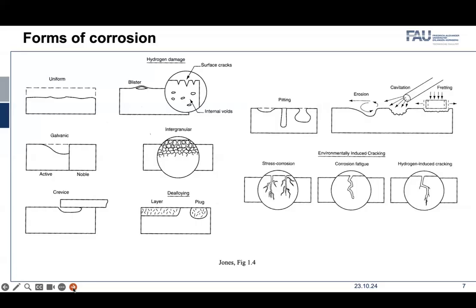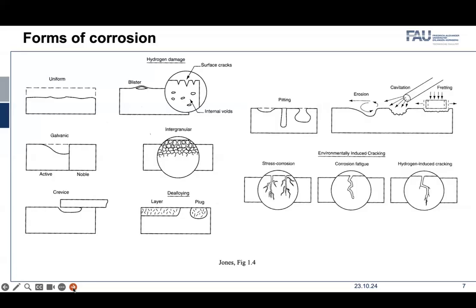We said erosion or damage due to friction are not generally considered corrosion, but some people do consider them when they occur together with an environment. Like if you just impinge a particle and erode the surface, that is not corrosion. But if there is an environment, if you're using salt water and at the same time you are impinging a slurry of material, then erosion corrosion can occur.